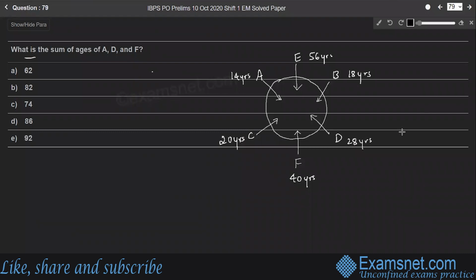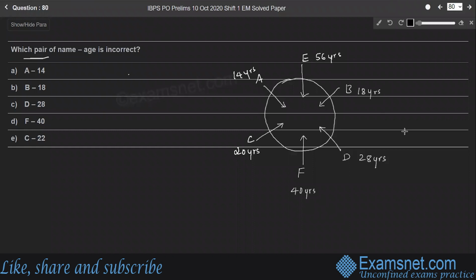Question 79. What is the sum of ages of A, D and F? A is 14 years old, D is 28 years old, whereas F is 40 years old. So 14 plus 28 is 42, plus 40, which is 82. Therefore, the sum of the ages of A, D and F is 82 years. Therefore, option B is the right answer.